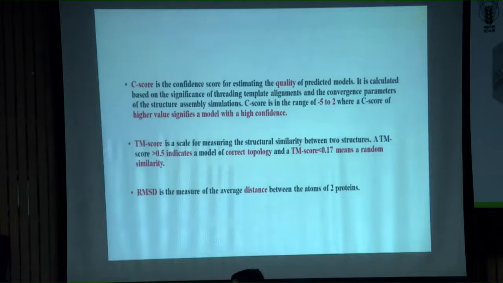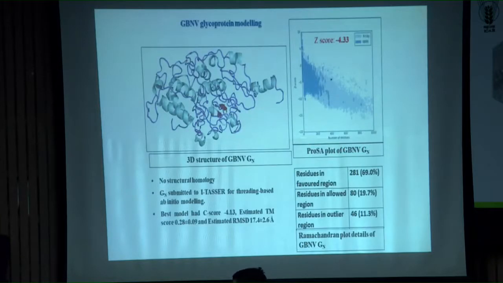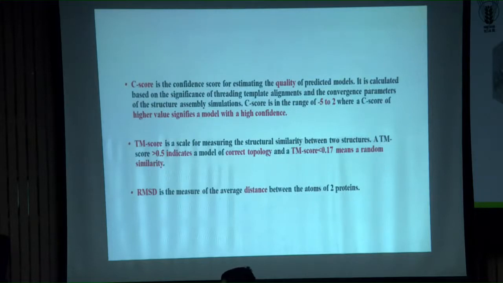There are C-scores. The C-score range is -5 to 2, whereas a higher C-score signifies a model with high confidence. That is the C-score, and here it is. Then the TM score means the similarity of the model, and RMSD is the root mean square distance, which signifies the distance between two atoms.